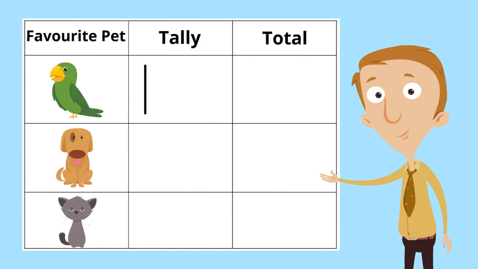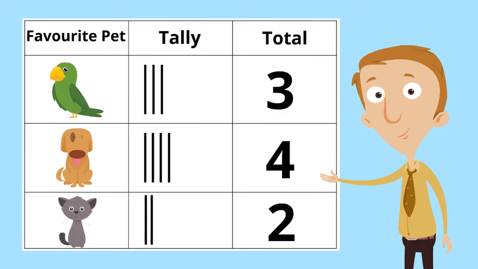This is called a tally mark and it shows how many people like each pet. So you can see there's 3 tally marks beside the bird. So 3 people in the class chose that as their favourite pet. 4 people chose a dog as their favourite pet. So we put 4 tally marks beside the dog. And only 2 people said that they like cats as their favourite pet. So we put 2 tally marks beside the cat.